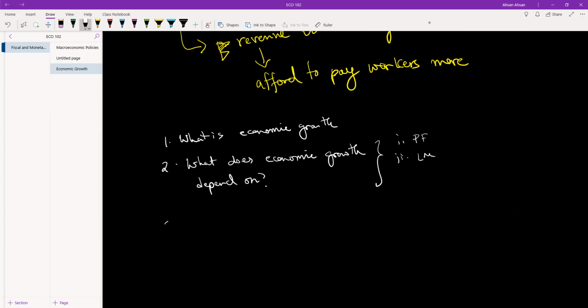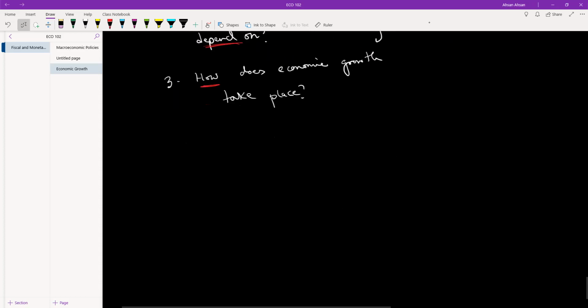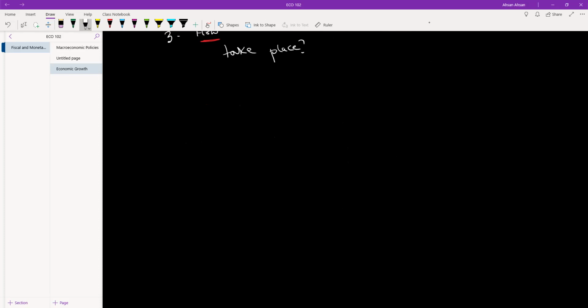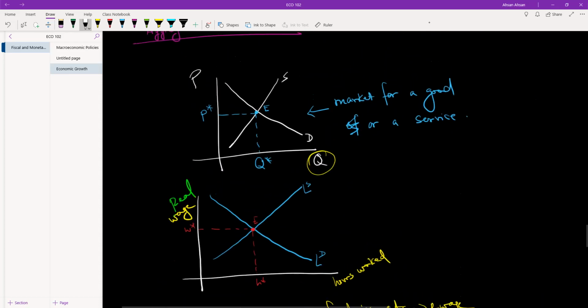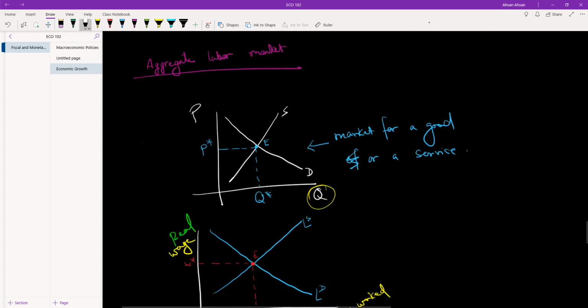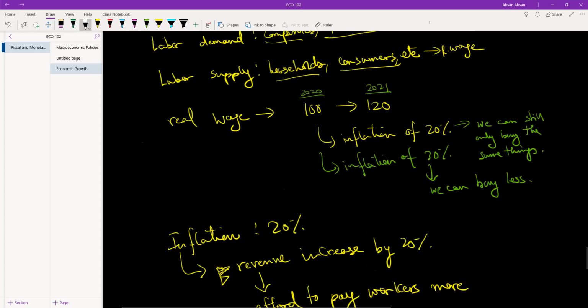Now we need to ask a third important question, is that how does economic growth take place? This is an important question to ask. So notice we started with what is economic growth, and then we answered what does it depend on, and now we're going to ask how does it happen. Okay. So before we move on to that, what I'm going to do is take these two diagrams that we've seen so far, the production function and the labor market, and put them together.